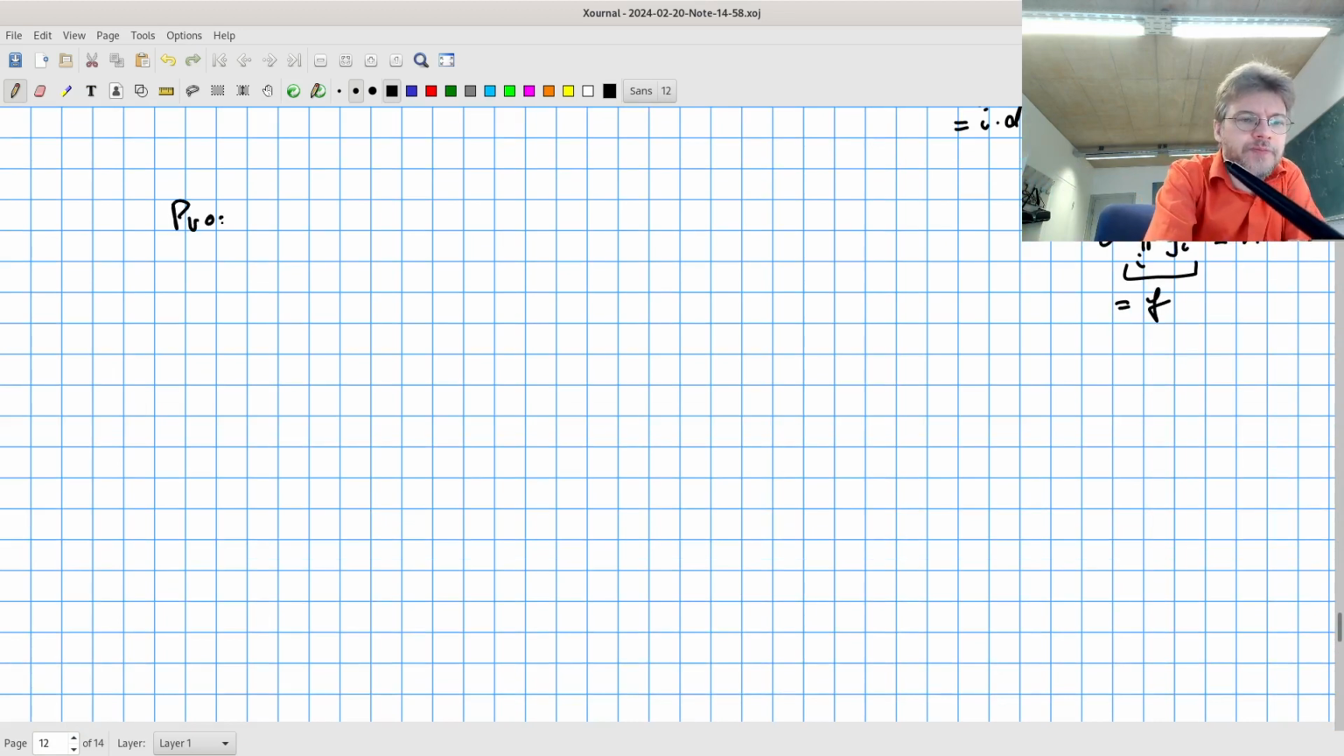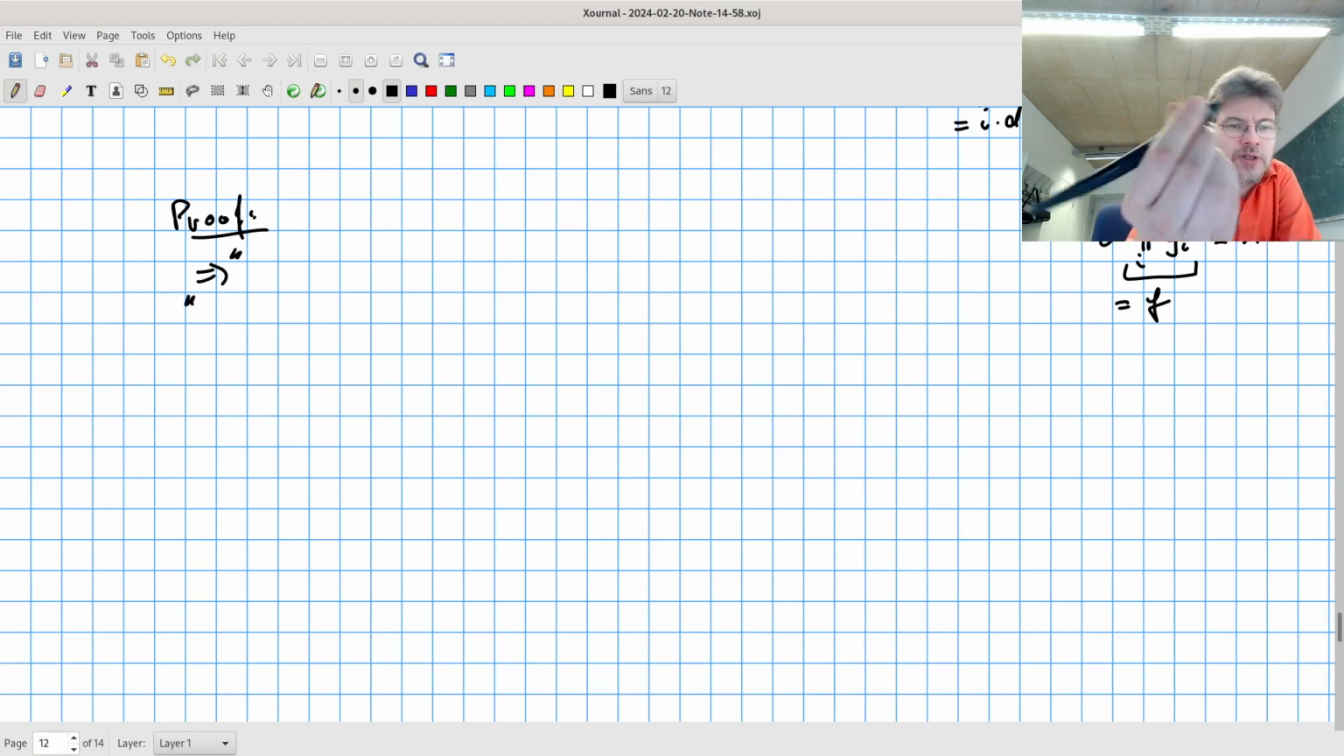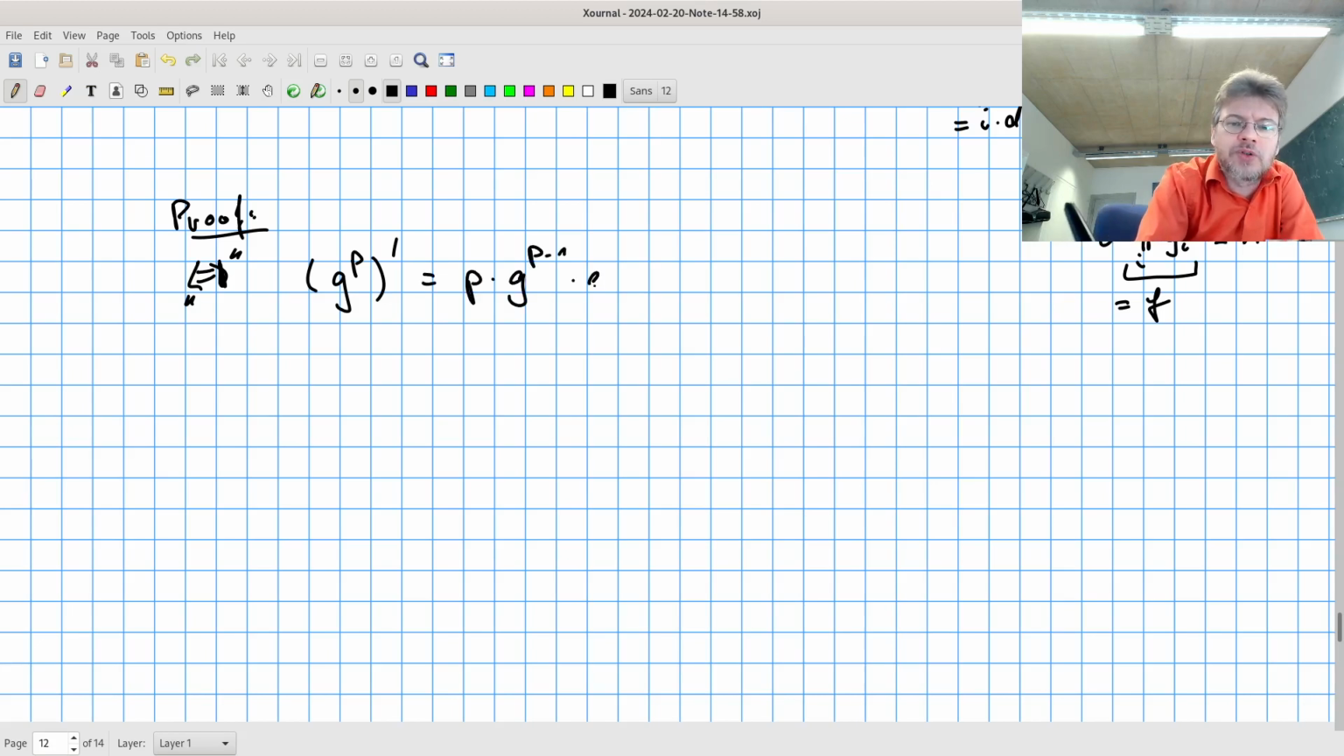So the proof here: it's an equivalence, so let's go both ways. Let's do the easy direction first. If f is a pth power of a polynomial g, then the derivative of it is p times g to the p minus 1 times g prime, and that's 0 because p is 0. So that's easy. The other direction is a bit longer but not harder.